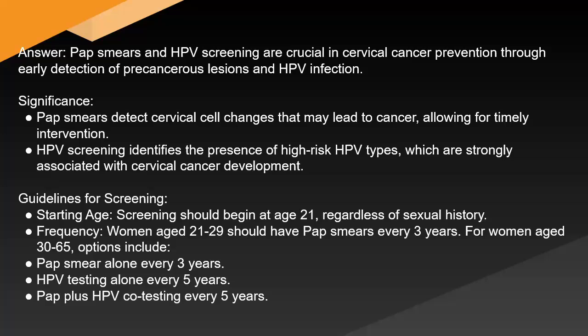Guidelines for screening. Starting age: screening should begin at age 21, regardless of sexual history. Frequency: women aged 21-29 should have Pap smears every 3 years. For women aged 30-65, options include Pap smear alone every 3 years, HPV testing alone every 5 years, or Pap plus HPV testing every 5 years.